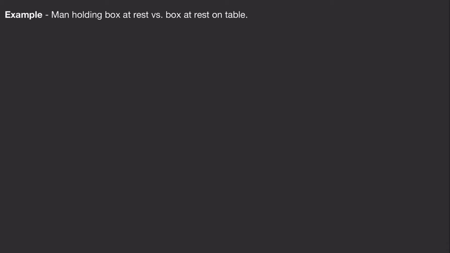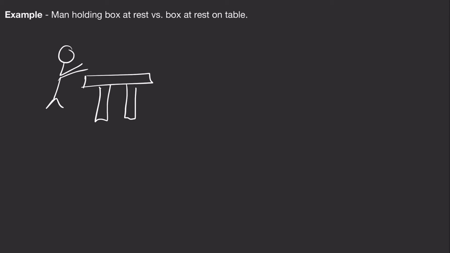So now let's look at an example. We have a man holding a box at rest versus the box at rest on a table. So I'm going to draw a table. Sometimes it's good to have a picture before you start drawing your free body diagram. Forgive my picture. So this man is holding a box. And then down here we're going to have that same box, but it's going to be resting on a table.